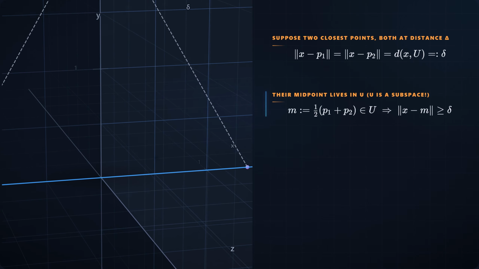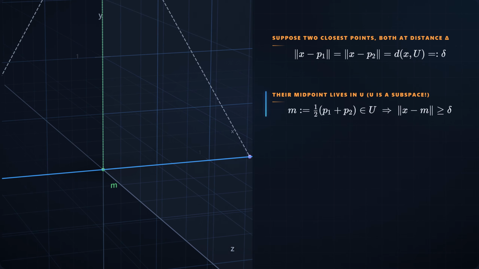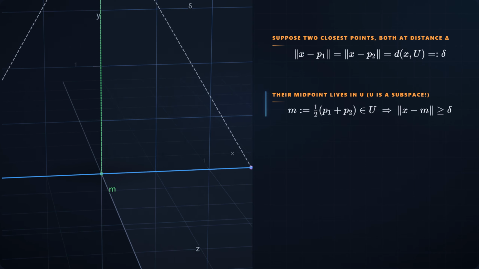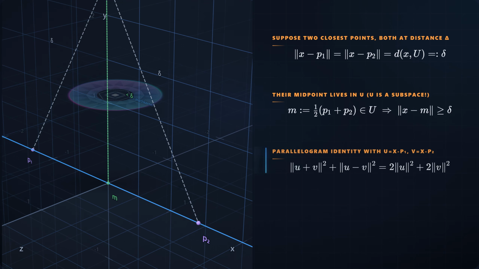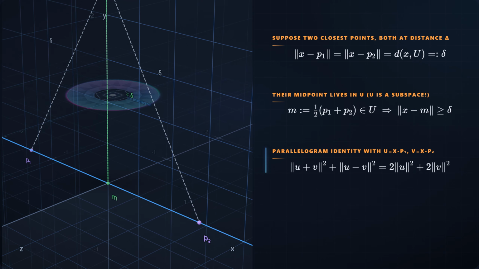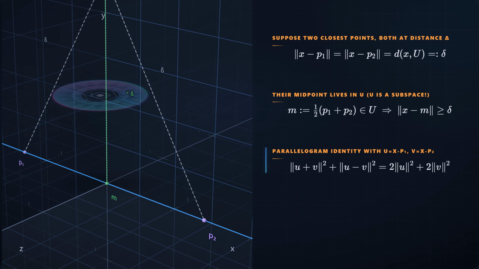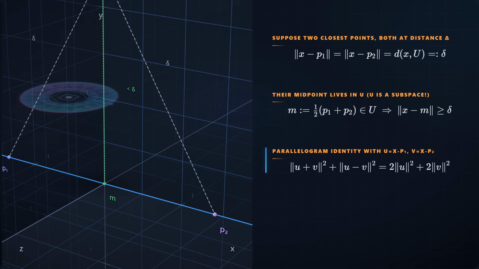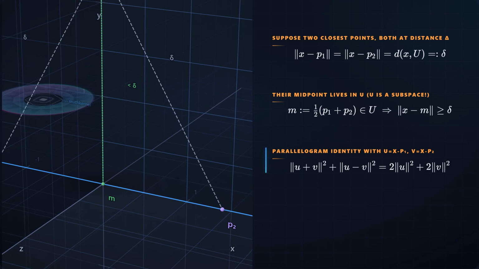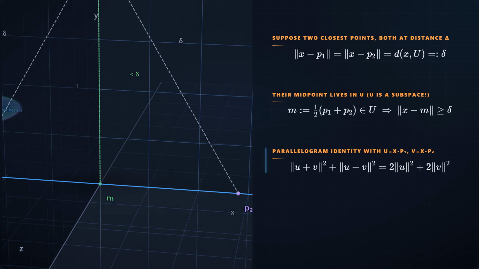That's precisely the tension, and the parallelogram identity turns your intuition into an equation. Set U equal to X minus P1, V equal to X minus P2. Then U plus V is twice X minus M, and U minus V is P2 minus P1. Feed those into the identity. So the two things I care about, the midpoint's distance and the gap between P1 and P2, end up in the same equation. And it pins them together.